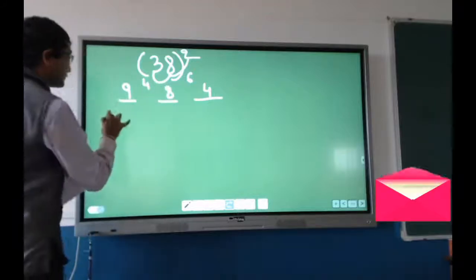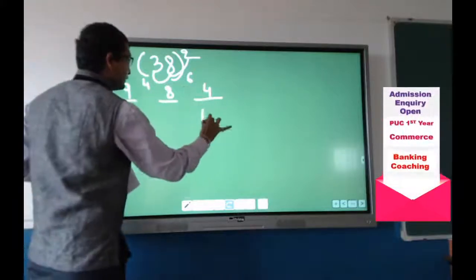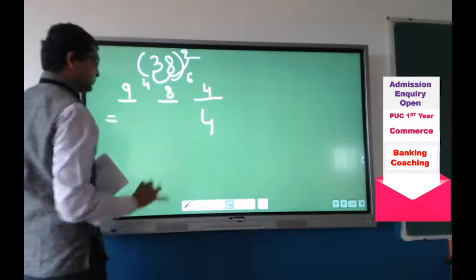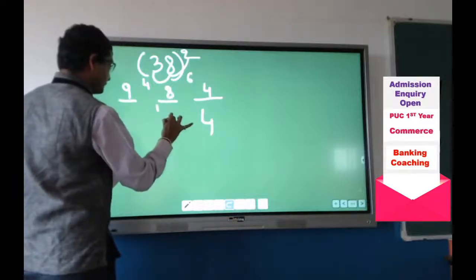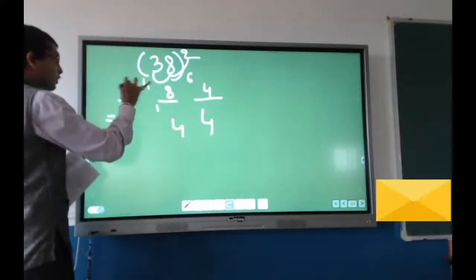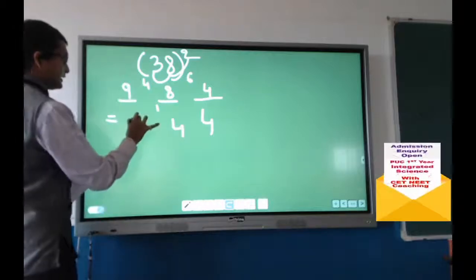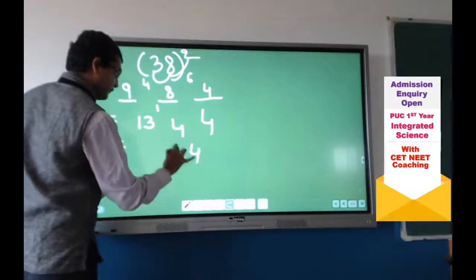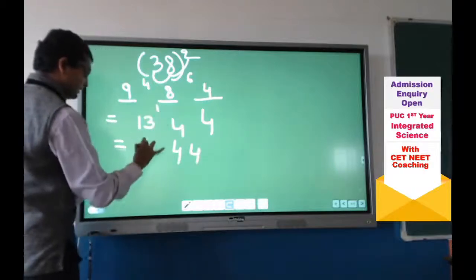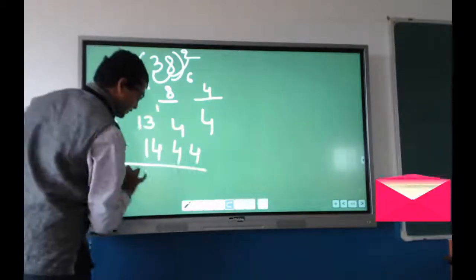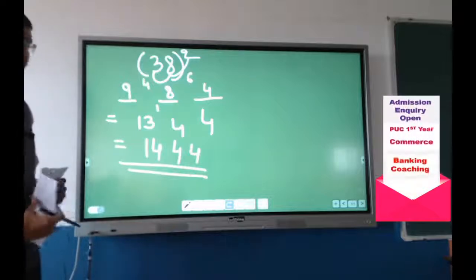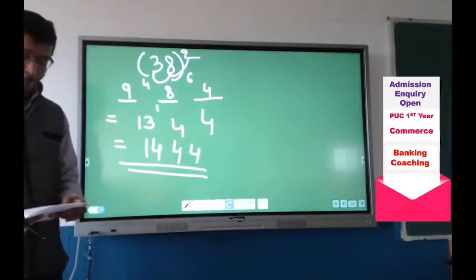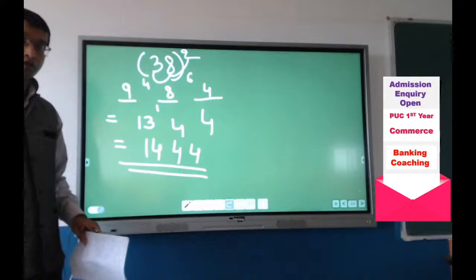Now simplify this one. So it is 4. 6 plus 8 is 14. Then 4 plus 9 is 13, so further we need to simplify. This is 4, 1 plus 3 is 4, so 1444. Within no time, we can write 38 square. Yes, I hope you understood, everyone.